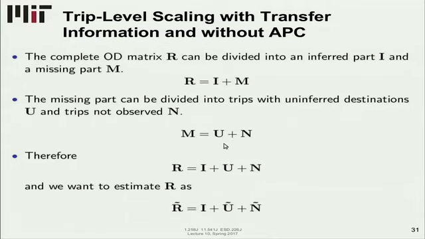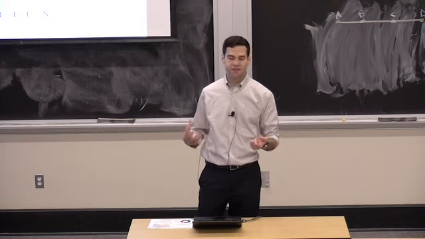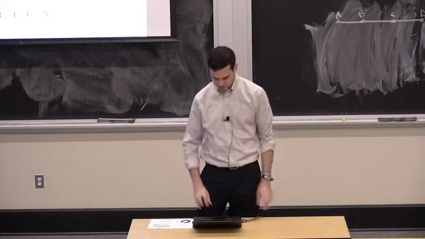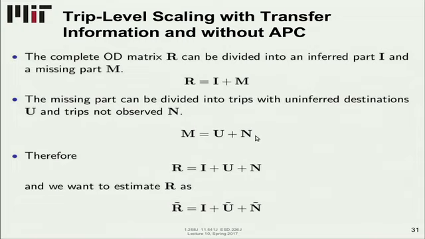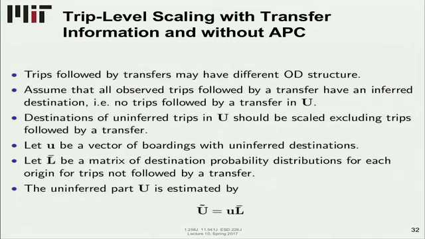And the missing portion, there are two reasons for missing data. One of them is I saw the boarding, but I couldn't infer the destination. So that's U, the uninferred portion. And then there's the N, the non-interaction part. Those are the people that board without interacting with the fare box. So we want all of R, right? We know I, or at least we made an inference for I, and then we want to estimate U and estimate N, and then we can add those two estimates to I, and we'll have the estimate of R, and that's what we want. That's what scaling accomplishes.